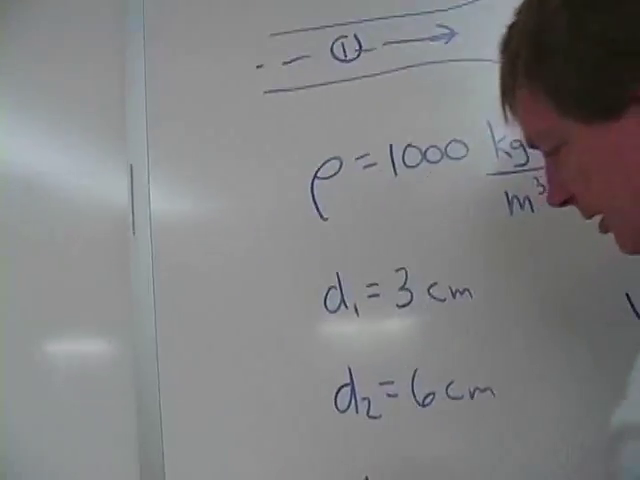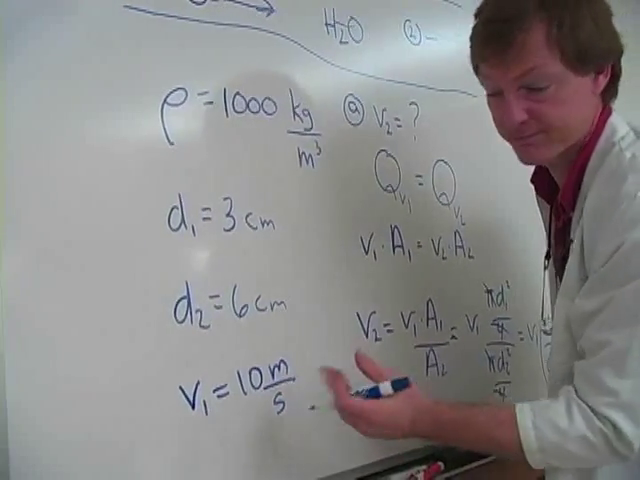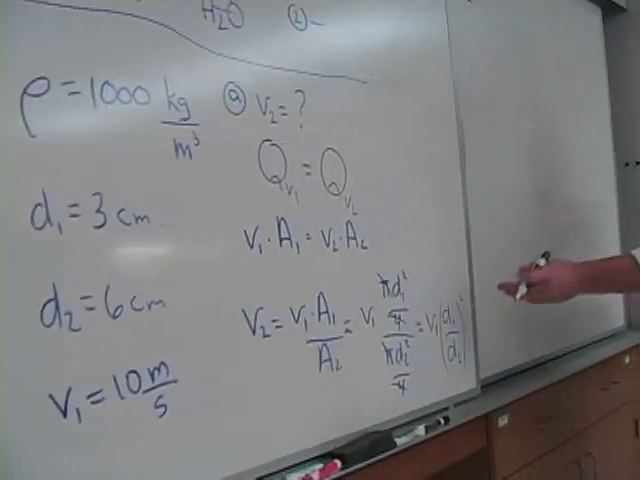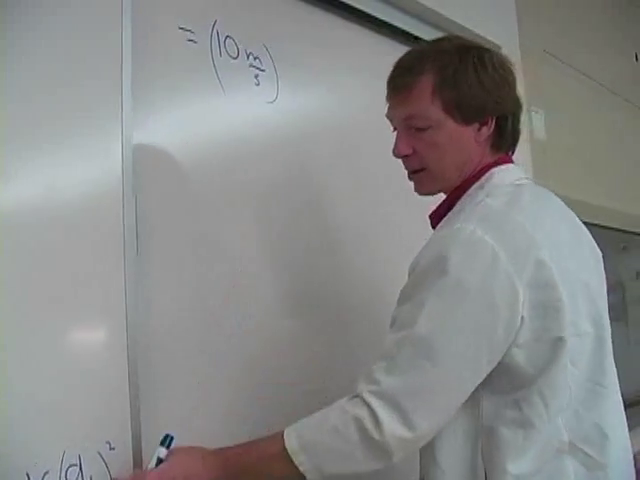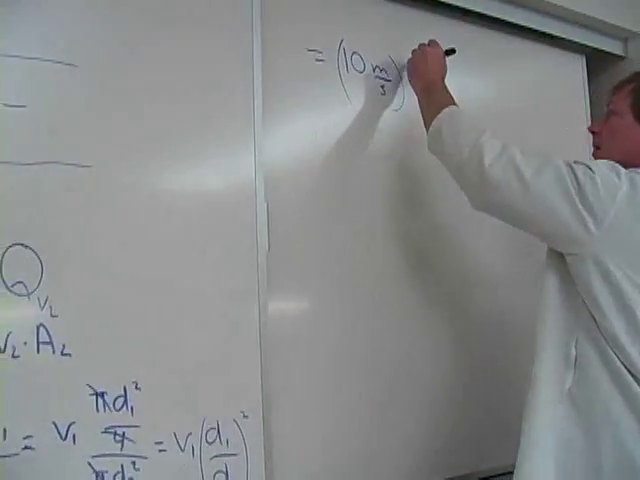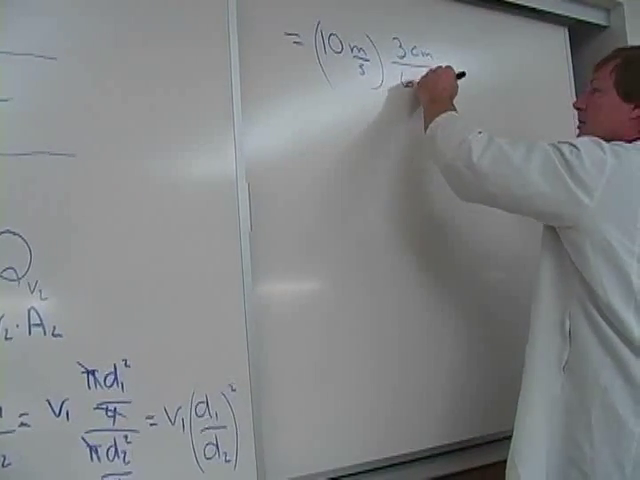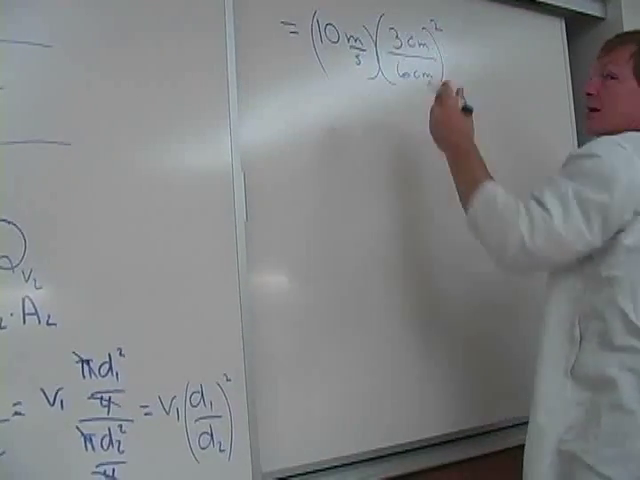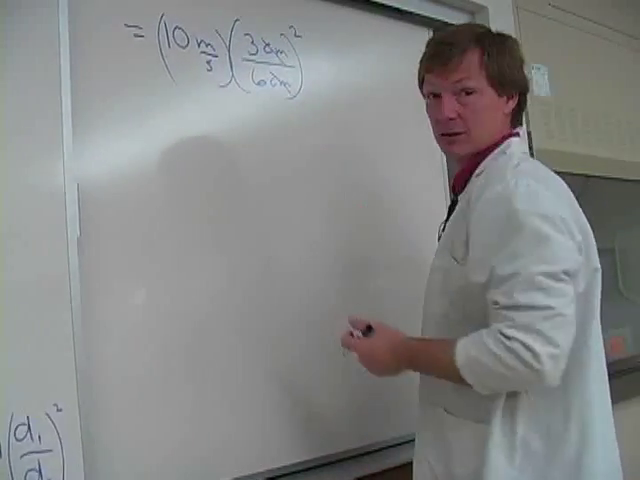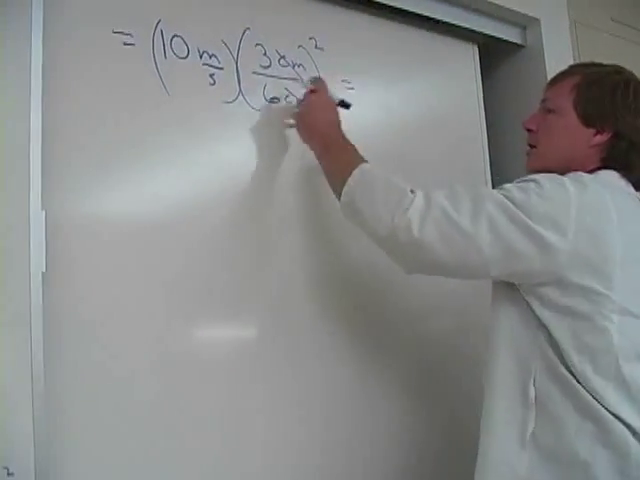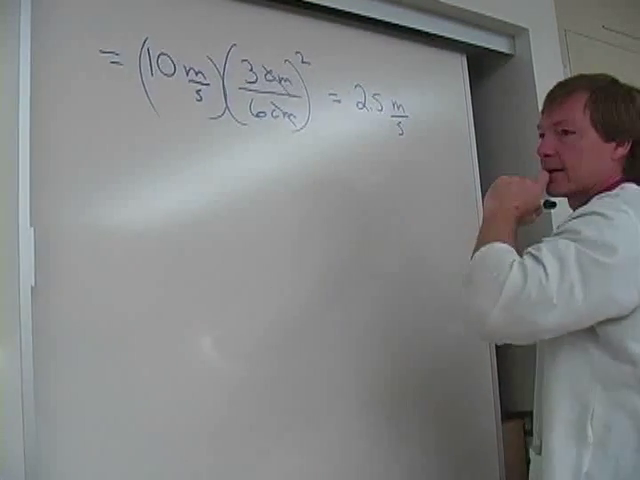Let's say V1 is 10 meters, excuse me, per second. Try that. 10 meters a second. So I'll say, okay, I've got V1, 10 meters per second, divided by D1 over D2 squared, and that's times 3 centimeters D1 over 6 centimeters, and that's squared. I didn't even have to convert from centimeters to meters because the centimeters cancel out. Sweet. So this is going to give me 2.5 meters per second.